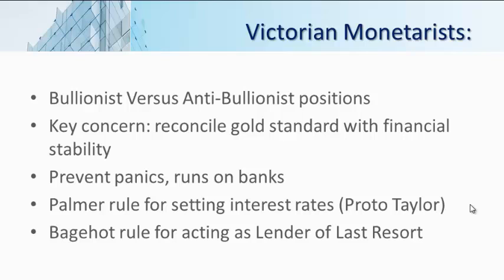Financial stability mainly meant prevention of panics and runs on banks, because everybody understood that the gold standard was actually a fractional reserve standard. There was never 100% reserve. So in such a situation, panics are always possible. At any point, all the people who had claims on the banks could show up at the same time, and the bank would be unable to provide them with the gold because there was just not enough.